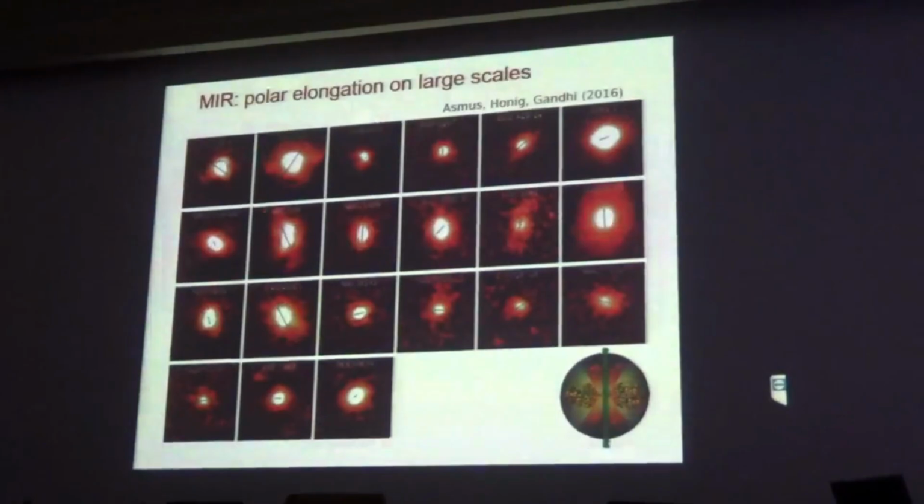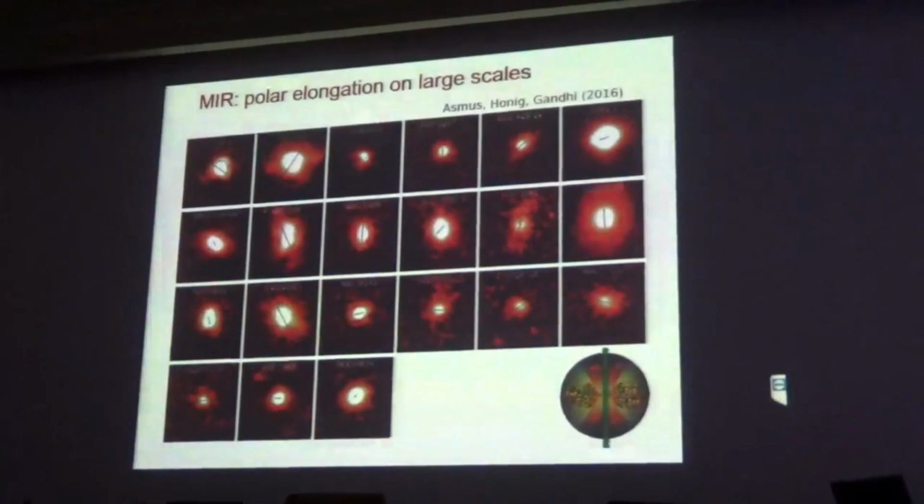So up to now we were talking only about scales of a few parsecs, but recently we started seeing this polar elongation even in single dish observations on larger scales, from a few parsecs to a few tens of parsecs. This slide is from last year's work led by Daniel Asmus, where they look at a sample of mid-infrared images. The starting sample was more than 100 sources.